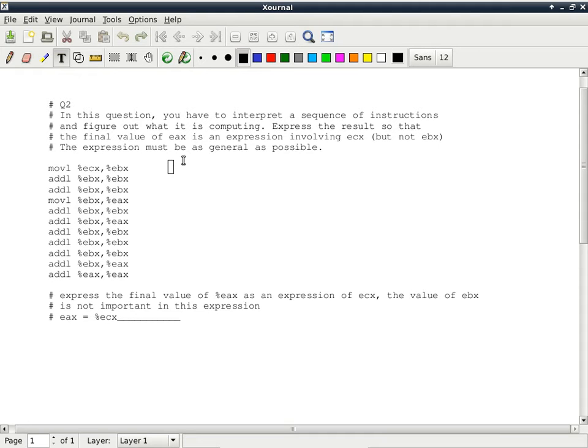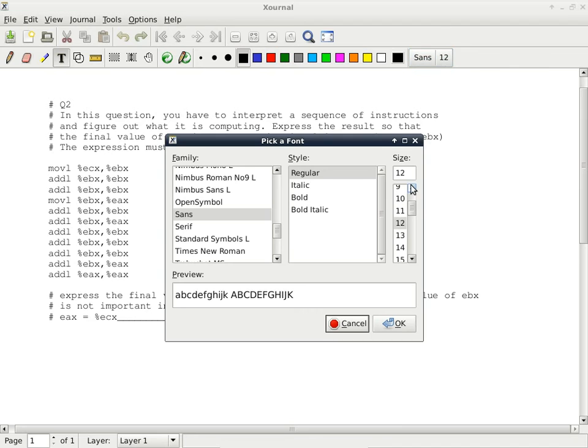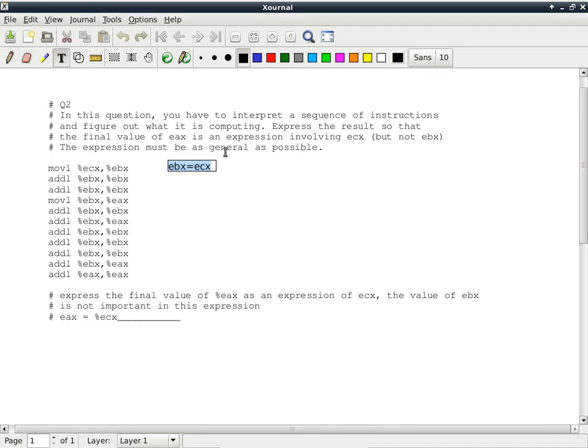Okay, first instruction. The first instruction is just making a copy of ECX into EBX. So we'll just say EBX equals ECX. Okay, nothing more than that. And I think this font is too big. I will change to a smaller font.